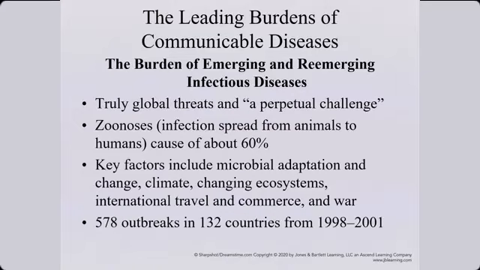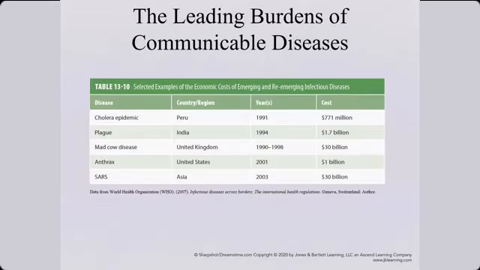This slide shows you that the cholera epidemic had a high cost of $771 million in Peru. The other diseases that are shown in the slide give you an idea of other amounts due to the mentioned diseases. Addressing emerging and re-emerging infectious diseases.